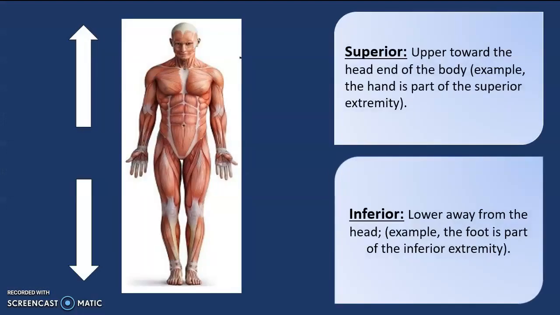Starting with superior and inferior. Superior is the upper, towards the head end of the body. Example, the hand is part of the superior extremity. Inferior, lower, away from the head. Example, the foot is part of the inferior extremity.